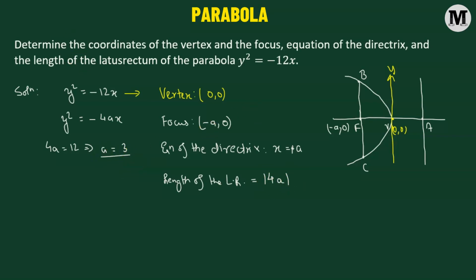Now that means we can now define the coordinates of the focus. So focus is going to be negative 3 comma 0. The vertex is going to be at 0 comma 0. That's by definition. The directrix is x equals positive a, that means x equals positive 3. And the length of the latus rectum, that's going to be 4 multiplied by 3, and its absolute value gives us positive 12. So those are the required values for the given parabola y squared equals negative 12x.